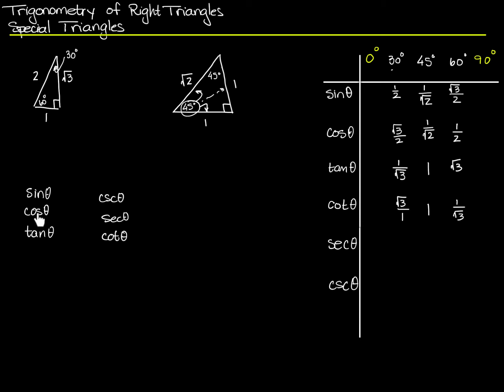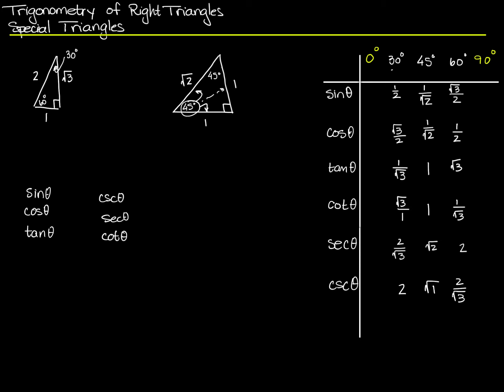Equally, cosine and secant have that relationship. So whatever I see in the cosine row, I can flip it over to get what I need in the secant row. Square root of 3 over 2 becomes 2 over the square root of 3. 1 over the square root of 2 becomes the square root of 2 over 1, or just the square root of 2. And 1 over 2 becomes just 2. Lastly, since sine and cosecant are reciprocals, these three values, when I flip them over, can go in this row. And I get 2 over 1, root 2 over 1, and 2 over root 3.